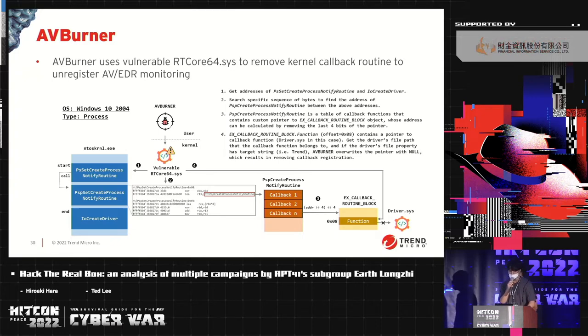So let me go through how the AVVulner works. In this case, I will show you how AVVulner unregisters the process creation callback, because AVVulner has a feature to unregister the process creation, thread creation, and the image loading callbacks. But in this case, I will show you how they bypass the process creation callback in Windows 10 build 2004.